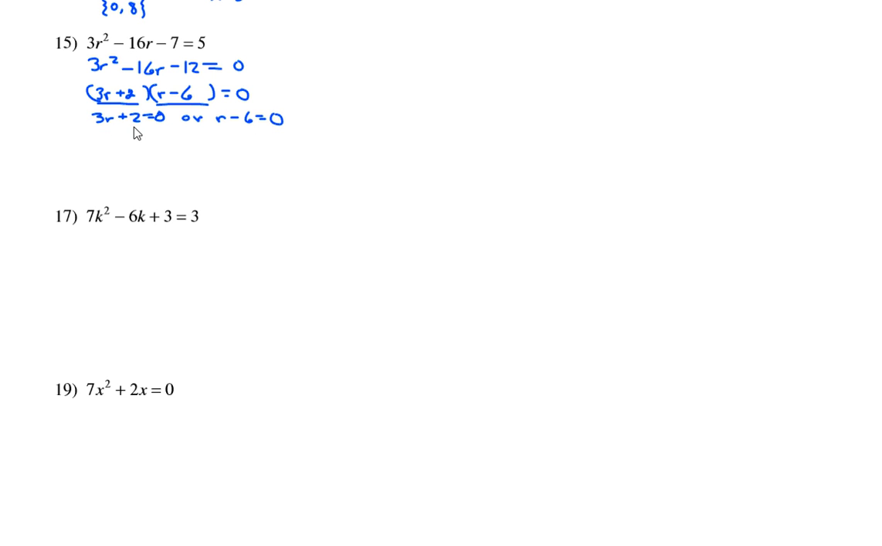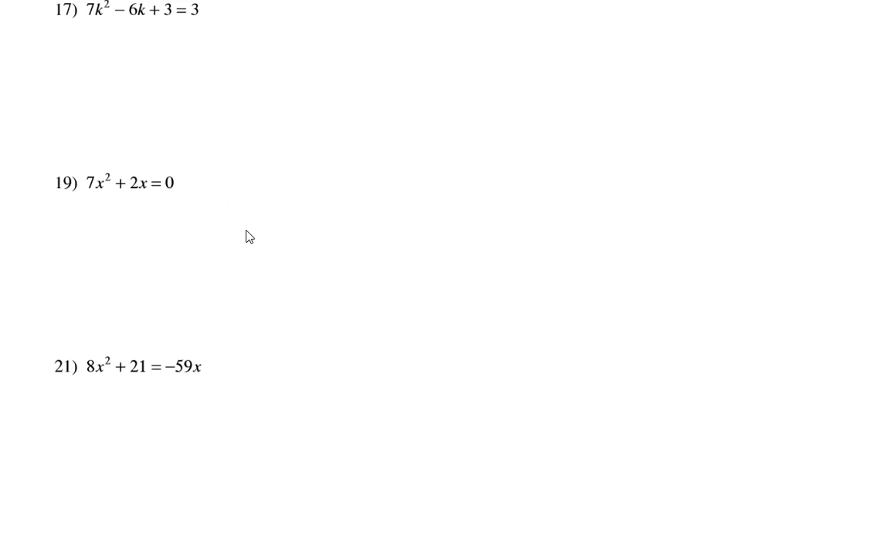Solve these two equations, so subtract off the 2 and divide off the 3. R is negative 2/3. On the other one, if you add 6 to both sides, you get r equals 6. So there are your two solutions, negative 2/3 or 6. All right, going on to 17, three more to go.